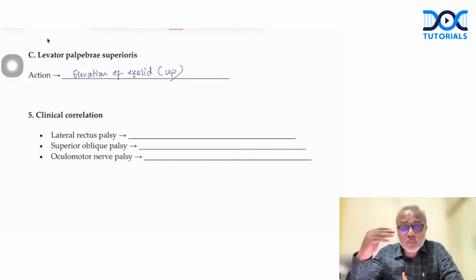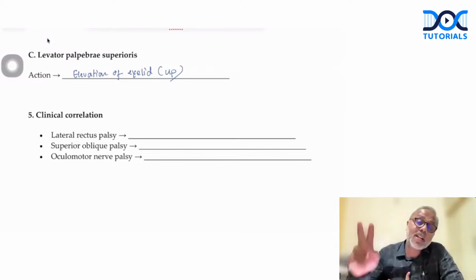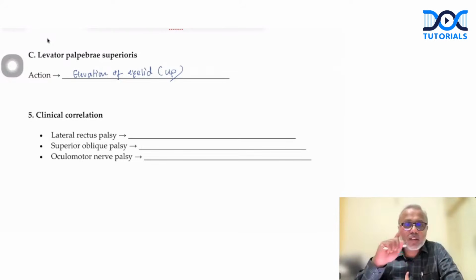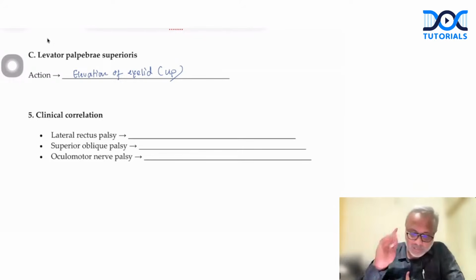Involuntary muscles, even if you don't describe the actions, attachments, it's still fine. But voluntary muscles, you must mention the attachments, you must mention the nerve supply, as well as you must mention its actions as well. Done.